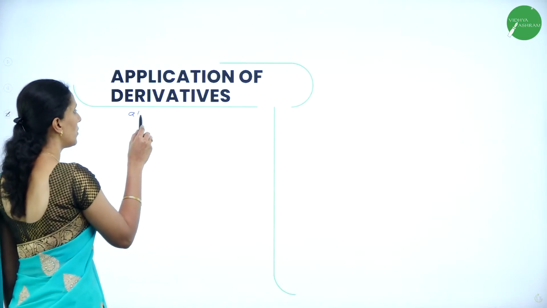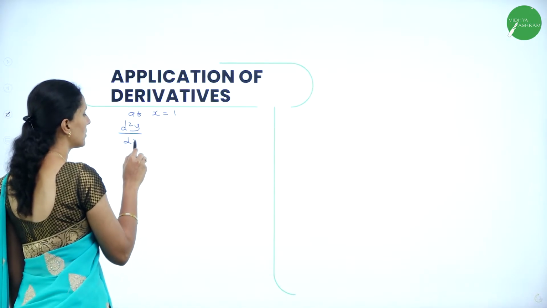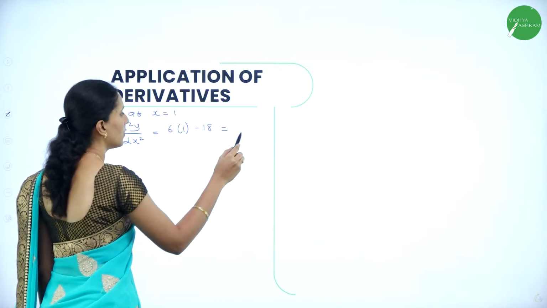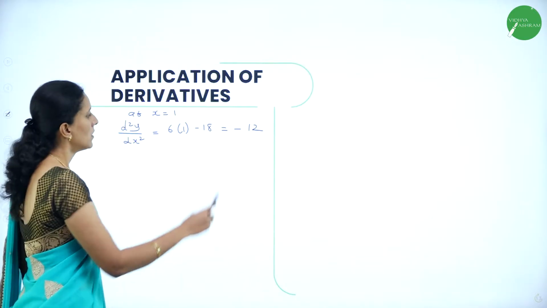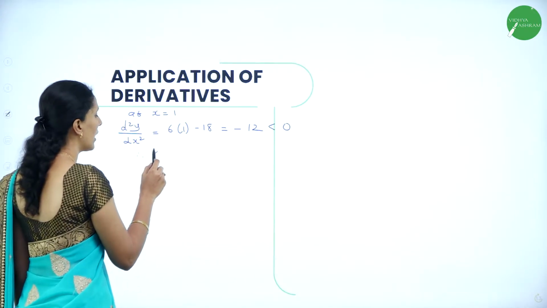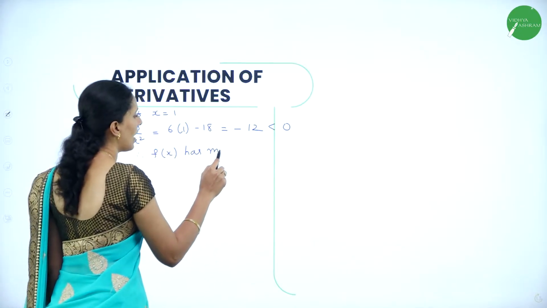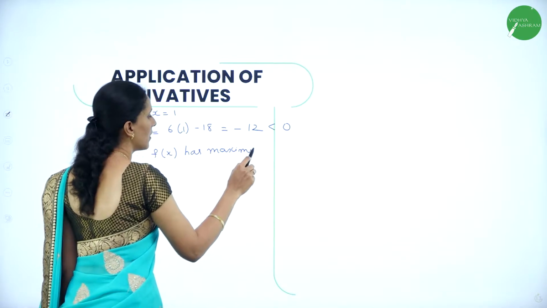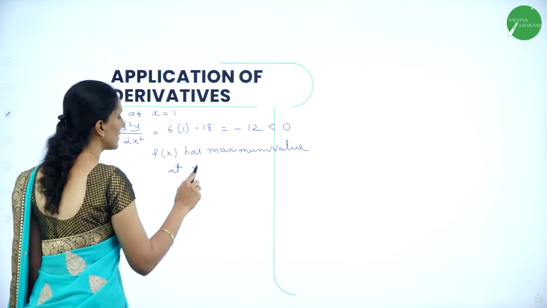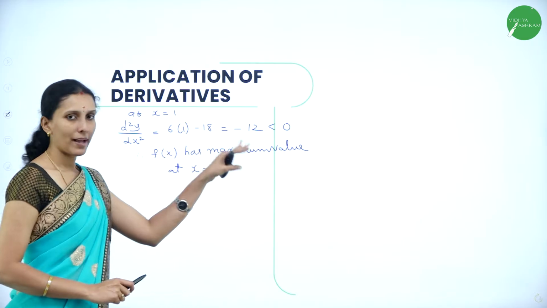So at x is equal to 1, d square y by dx square is equal to 6 into 1 minus 18, which is equal to minus 12. So here it is negative, that means less than 0. Therefore, f of x has maximum value at x is equal to 1. Now we got at x is equal to 1, the function has the maximum value.